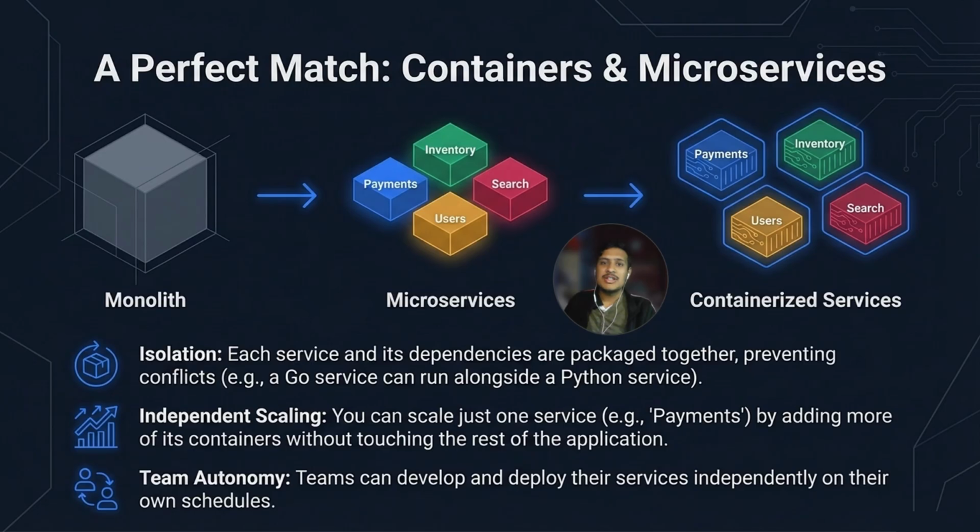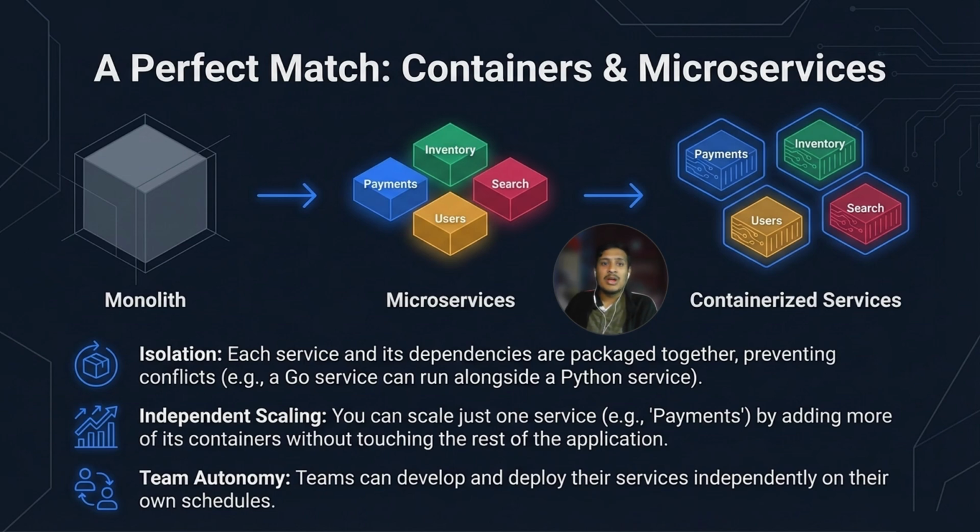Now, as we have touched microservices as a topic, let us go into a detailed view of it. First, let's visualize the difference between the old monolith and modern microservices. In the monolith on the left, you see inventory, payments, search, and users all combined into one big block. If you need to change the search function, you have to redeploy the whole block. In microservices, on the other hand, on the right side, these are split apart.